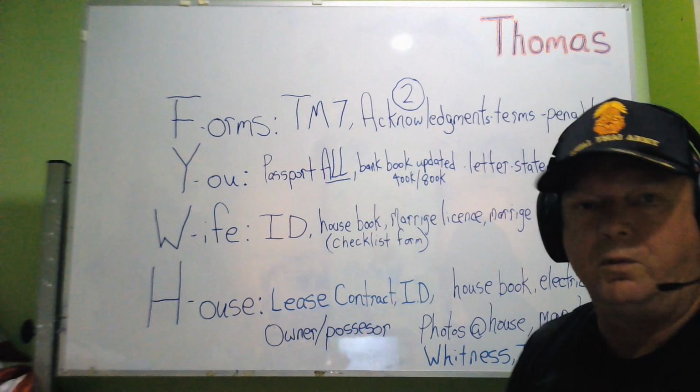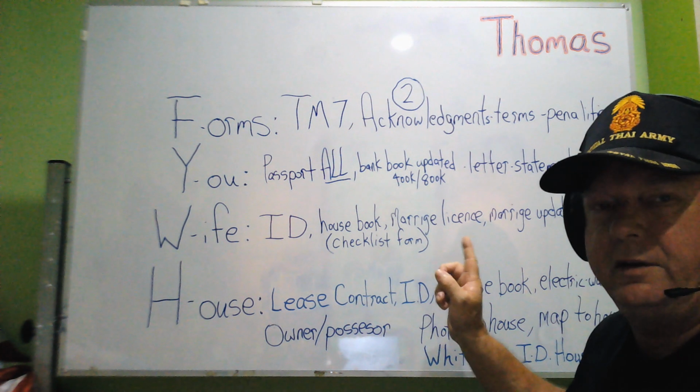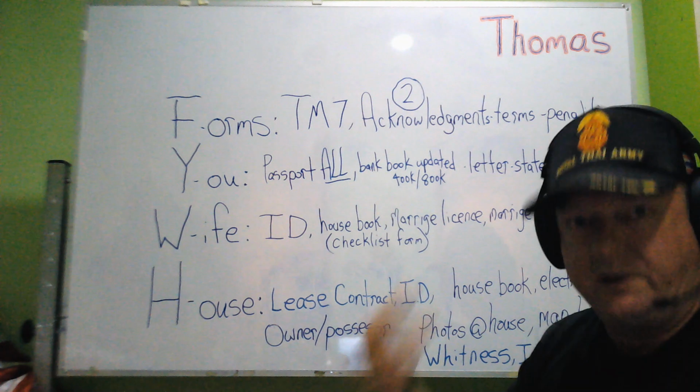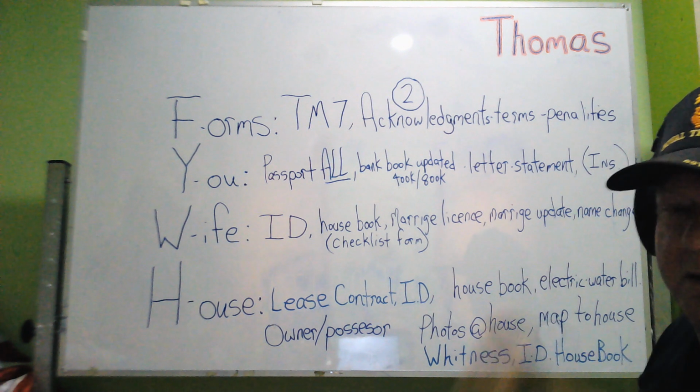They give you a form, stamped, updated. The immigration wants to know. So you can't just have your marriage license from 5 years ago and use that. They want to see that it's still valid, and that's how you do that in Thailand. You go to the local city hall and get it uploaded.